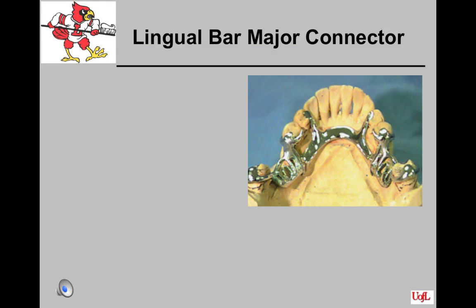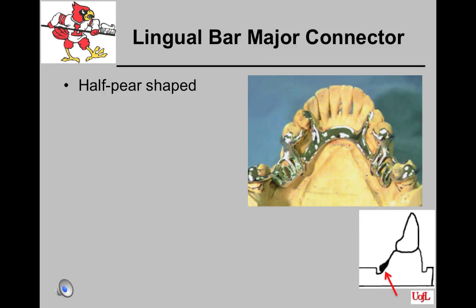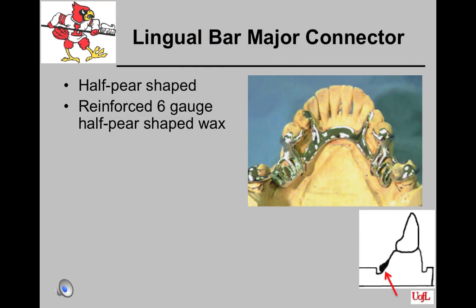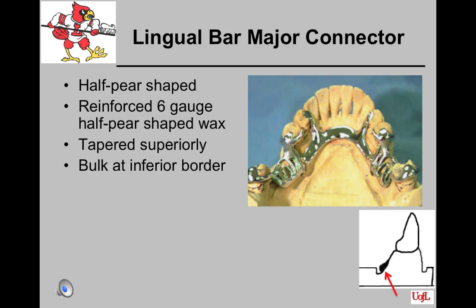Let's look at the lingual bar major connector in detail. It is half pear-shaped, and it is formed by using reinforced 6-gauge half pear-shaped wax when forming the framework wax pattern. It should be tapered superiorly so that it makes a nice smooth transition to the lingual tissue and to the tongue. The bulk is at the inferior border where it is least noticeable, and the inferior border is well rounded for comfort with the floor of the mouth when it lifts upward. It cannot impinge upon the musculature of the floor of the mouth.